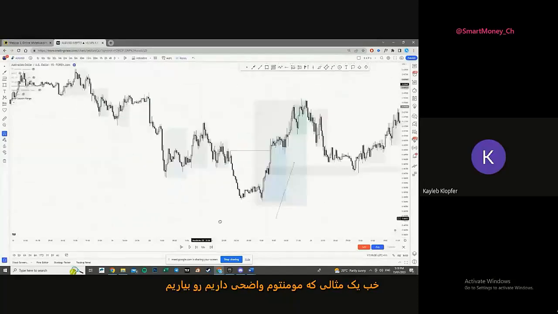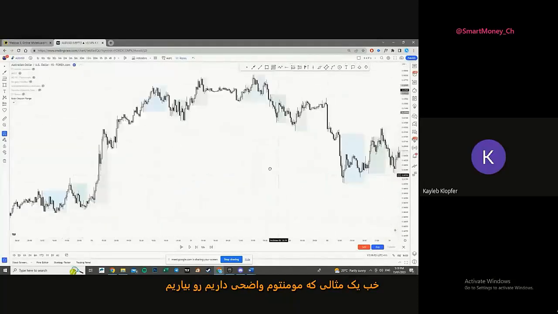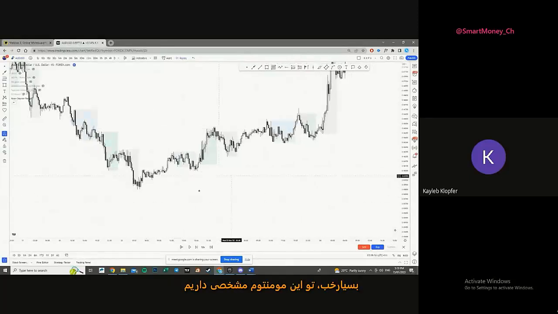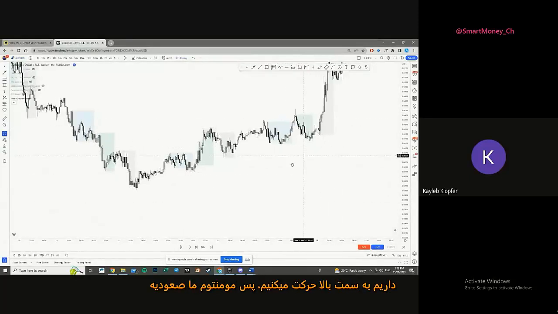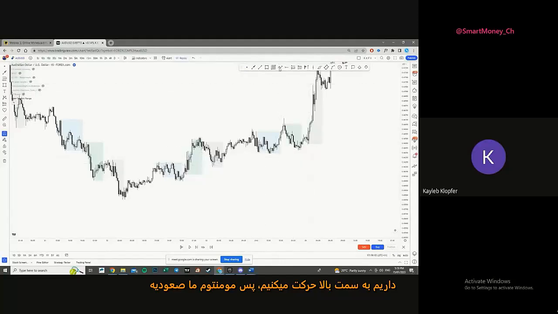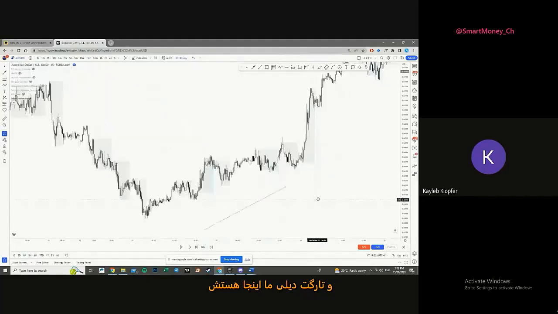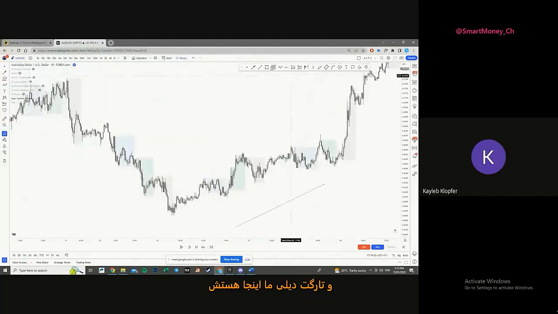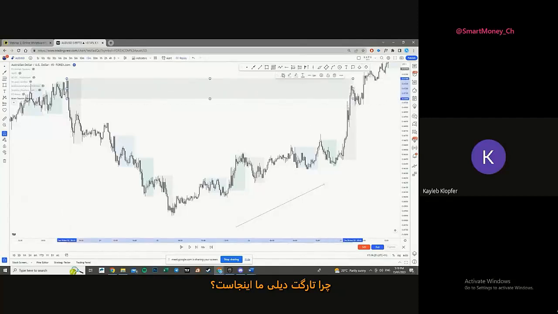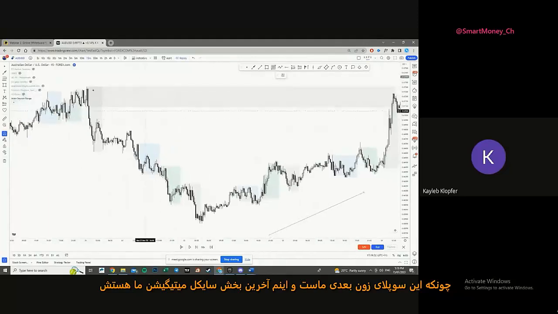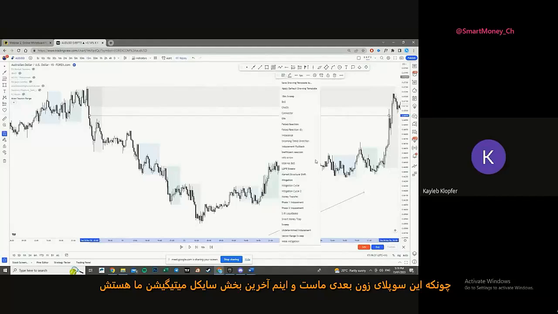Okay, so let's apply it to a live example real quick. So let's find where we have a clear momentum. Let's say this day we have a very clear momentum. Okay, we're pushing up. Yeah, we have a clear upwards momentum. We have a trade target to here for the day. Why do we have our trade target to here for the day? Because this is our next supply zone, and this is the end of our mitigation cycle. Okay.